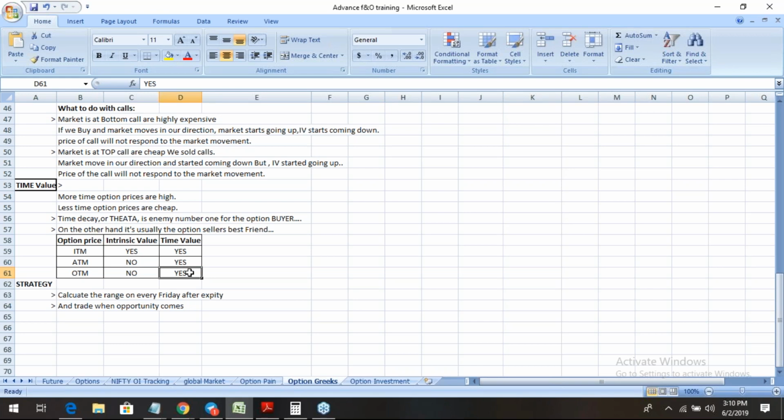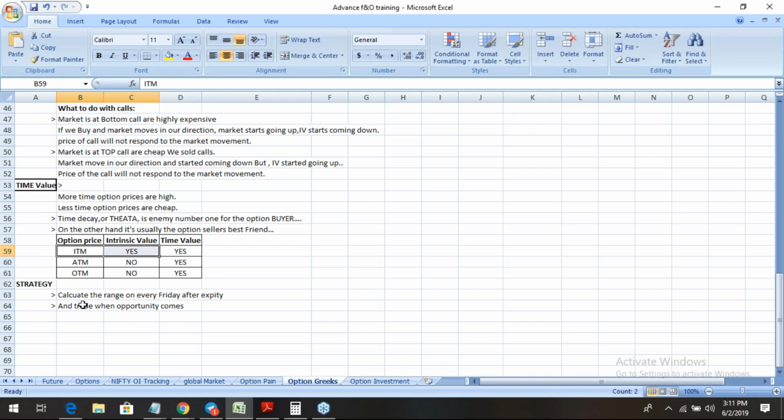See, the proper calculation is: if you don't have time, you have to buy only in the money call. That's what I have written down, yes, here. If you don't have time, you have to buy in the money call or in the money put only.